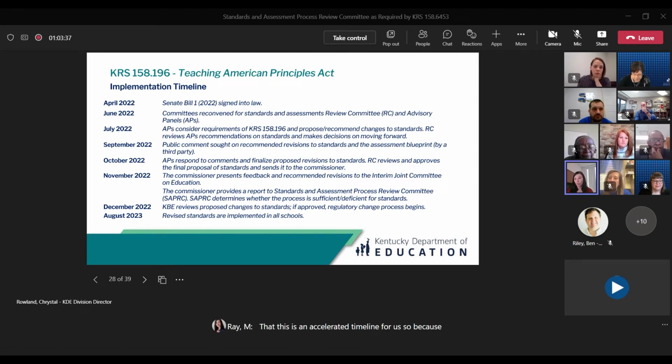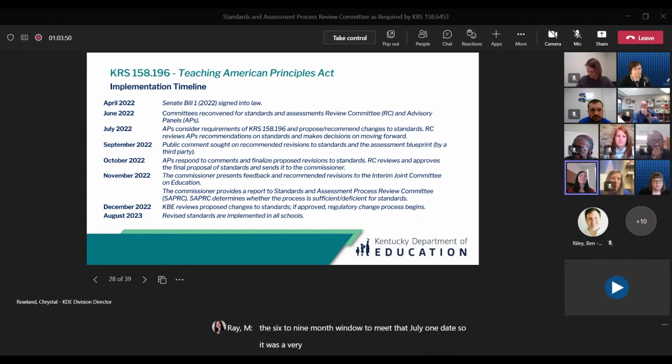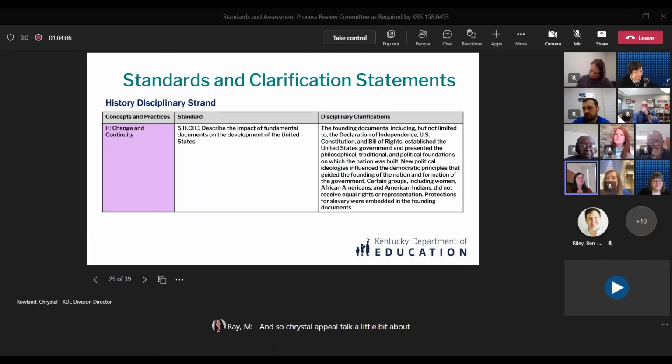Because of that July 1, 2023 deadline, we knew we had to be before the Kentucky Board of Education in December in order to have the 6 to 9 month window to meet that July 1 date. So it was a very pressing timeline. And to this point, we have been able to stay on track. And again, our goal is to have the standards for social studies before the Kentucky Board of Education in December as listed there. And so, Crystal, if you'll talk a little bit about the initial changes that were made by the committees.